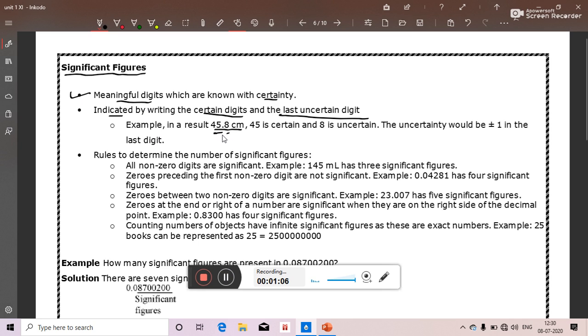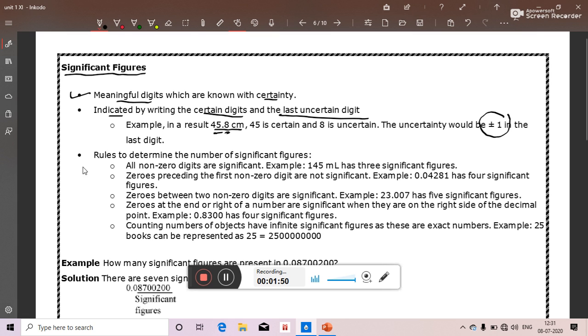Okay, so we will see that all the previous digits are certain, only the last digit is uncertain, and the certain and uncertain digits are together known as significant figures. The last uncertain digit will be uncertain up to plus minus 1. So 45.8 may be 45.7 or 45.9. That means there is only plus minus 1 difference of the last digit than the actual digit.